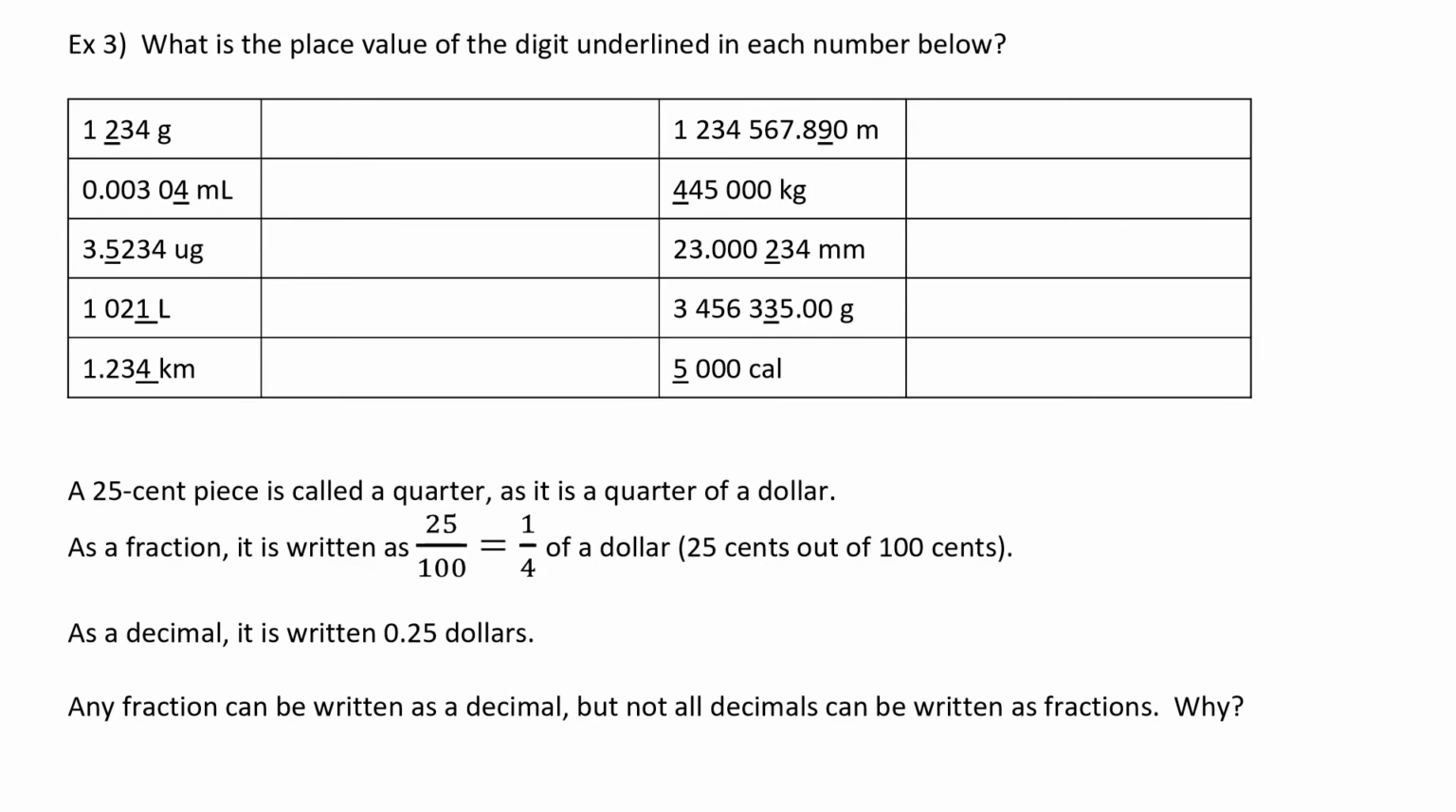In order to make sure you understand place values, please pause your video and try this exercise. I want you to write down the place value of the digit that is underlined in each of the numbers. As an example, this 2 here, that's ones, tens, hundreds. So this is in the hundreds column. Try the rest on your own.